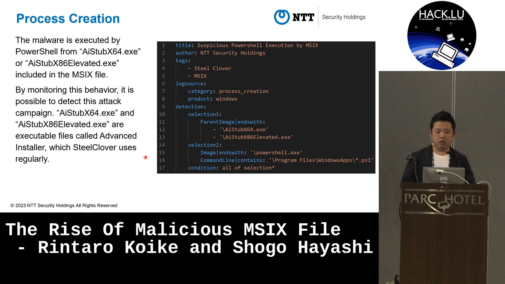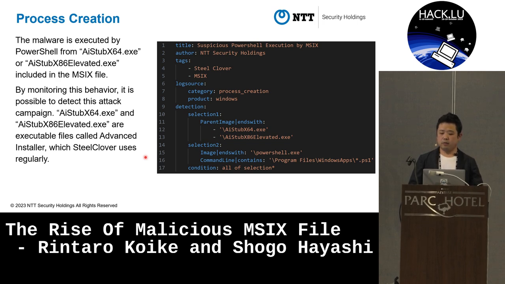This slide shows the behavior of process execution. We talk about the execution of a PowerShell script when MSIX files are extracted. And the parent process that executes the PowerShell script at this time is AiStubX64.exe or AiStubX86Elevated.exe. These executable files are from the Advanced Installer product, since Steel Clover is a frequent user of this product. It will detect the behavior of executing the PowerShell script file introduced earlier from this product in PowerShell.exe. So this allows us to detect malicious MSIX behavior by Steel Clover with almost no over-detection.